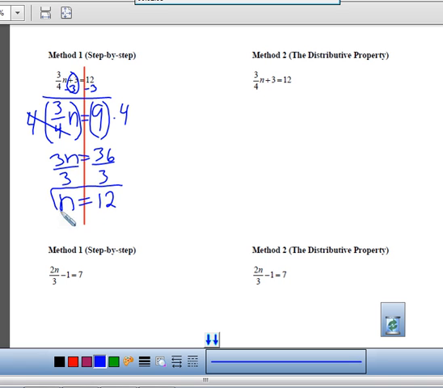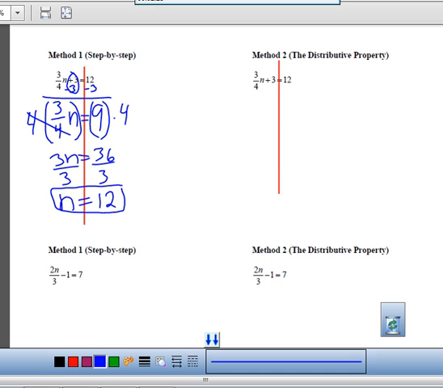And yes, a check would usually be the next thing we would do, but this is just an example to show the method. So I'm going to skip the check just for this demonstration. Okay, but we will do the check when we solve the examples on the next page.